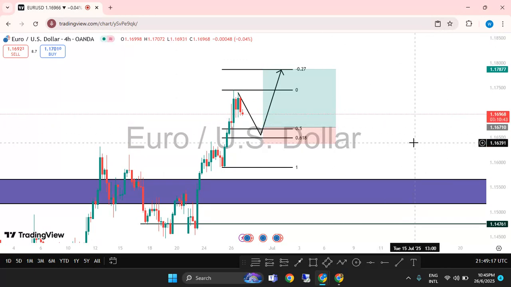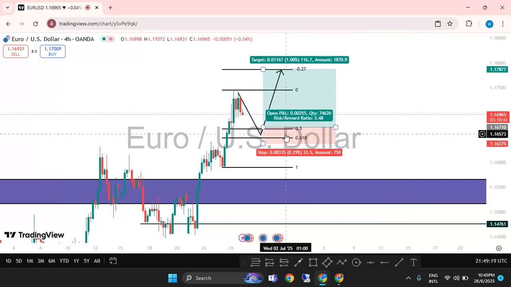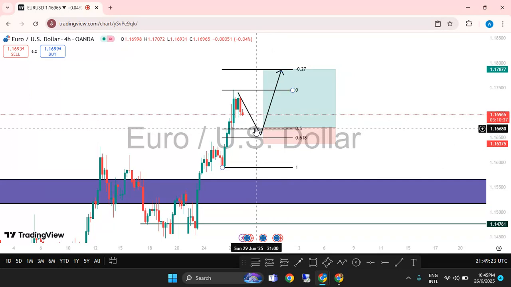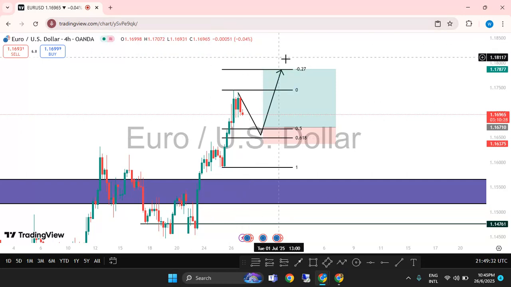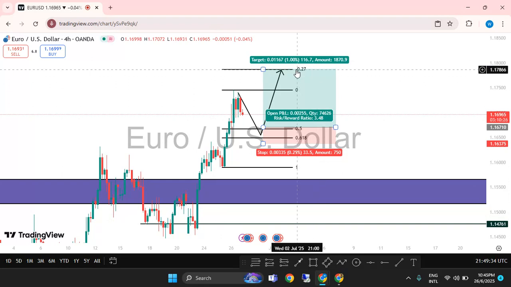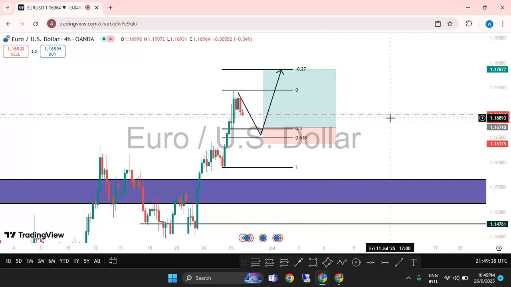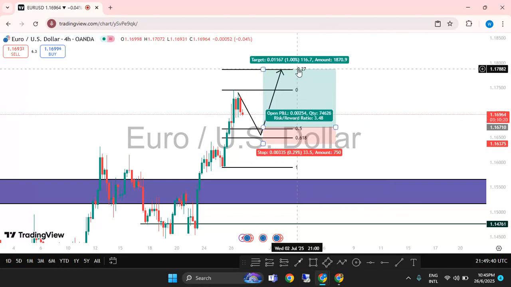From my back testing and my analysis, I noticed that this 0.5 and 0.61 works effectively, like 100% effectively. So that's what I use. I don't use others. I use this minus 0.27 to find out my next target, like where the market is going to go.